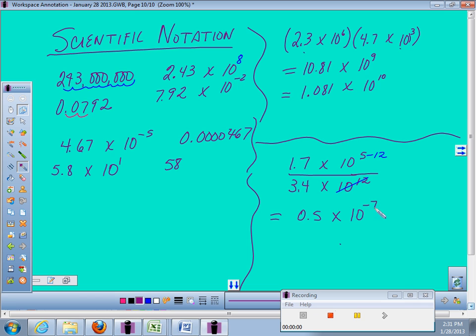Is that an acceptable answer? No. I need 1 significant digit left of the decimal. So I'd have to move it over 1, which makes it 5 times. Did I make it get bigger or smaller? I made this get bigger, so therefore the exponent must get smaller, meaning you must subtract 1. So if I subtract 1 from the power, I would have 10 to the negative 8. So be careful of that.